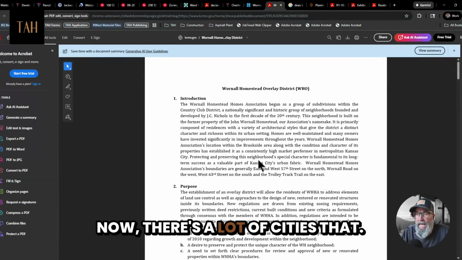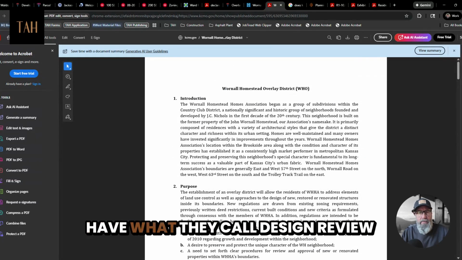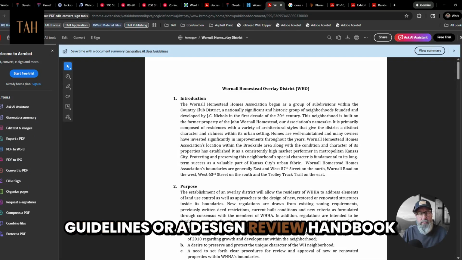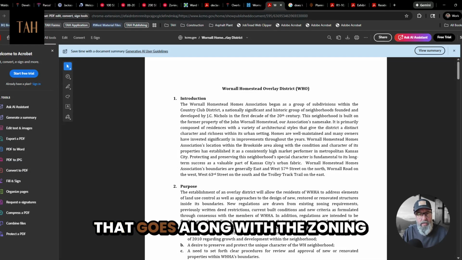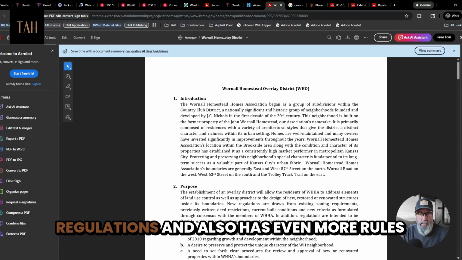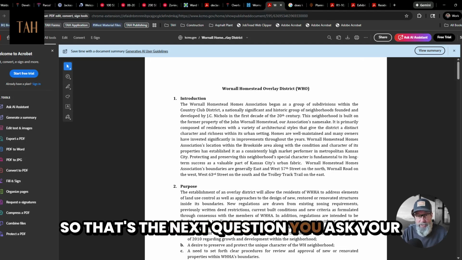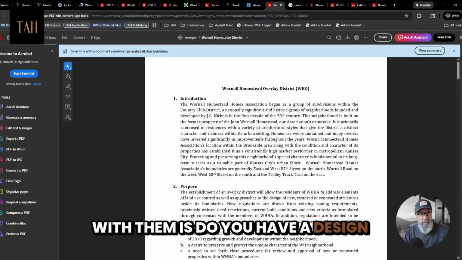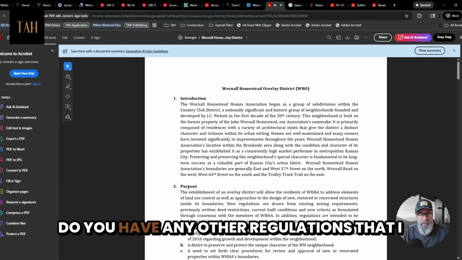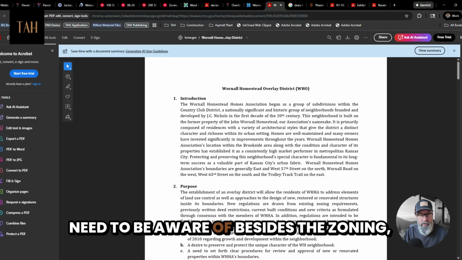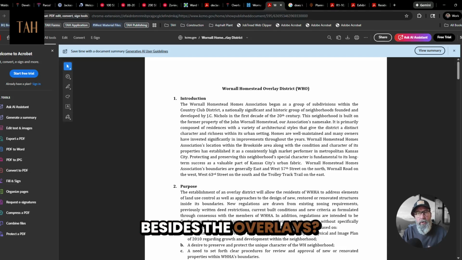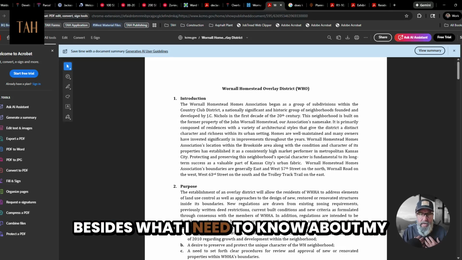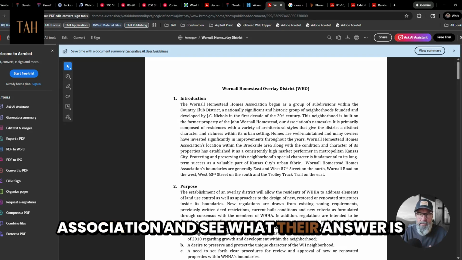Now, a lot of cities have what they call design review guidelines, or a design review handbook, that goes along with the zoning regulations and also has even more rules in it. So that's the next question you ask your county planner when you go in to visit with them: do you have a design guideline handbook? Do you have any other regulations that I need to be aware of besides the zoning, besides the overlays, besides what I need to know about my association? And see what their answer is.